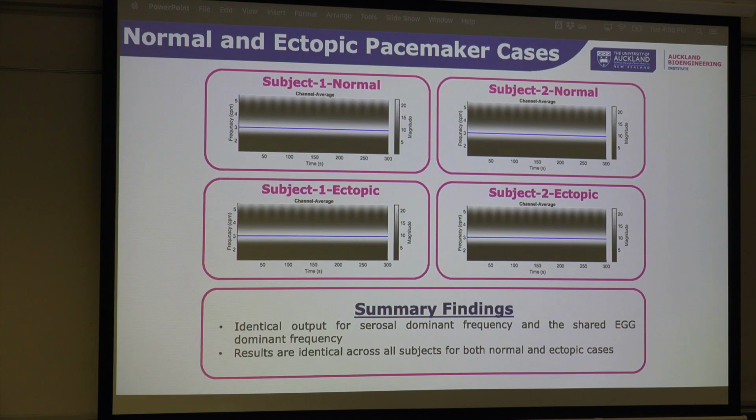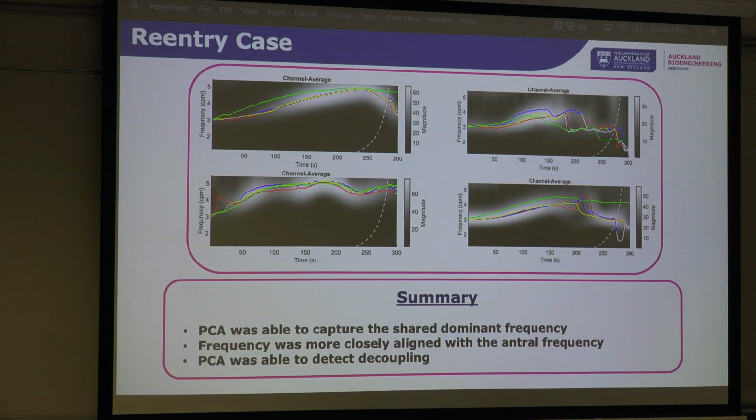First of all, we've got the really easy cases. We've got the normal and the ectopic paces, which did not change the underlying frequency. You can't see it in these diagrams, but the blue line there shows the dominant frequency of the serosal activity and the EGG surface recordings, and we've got an exact match between the two. So the CWT method works really well at determining those stable frequency results. But we also needed to make sure that it worked for the re-entry case.